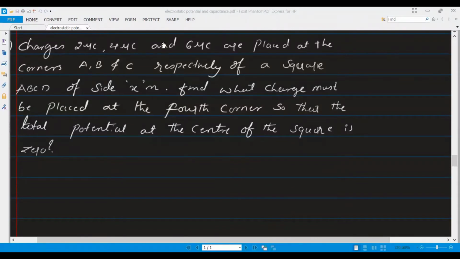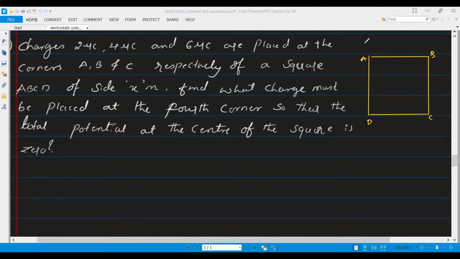Okay, now let us go for the second problem, that is, charges of 2 microcoulomb, 4 microcoulomb and 6 microcoulomb are placed at the corners A, B, C respectively of a square. That means there is a square. Assume there is a square here. Okay, so this square has four corners, and at the three corners A, B, C there are charges. So let us take this as A, this as B, this as C and this as D.